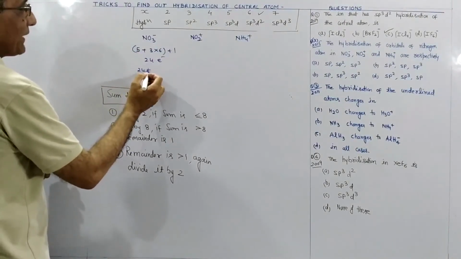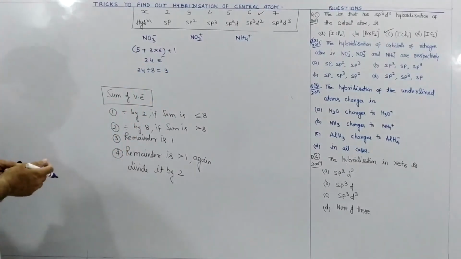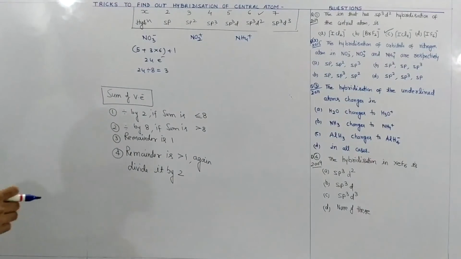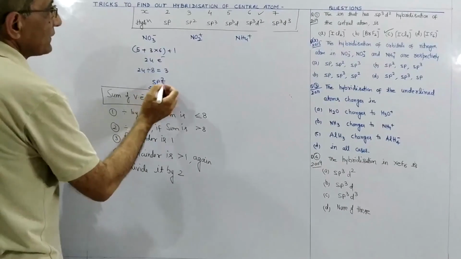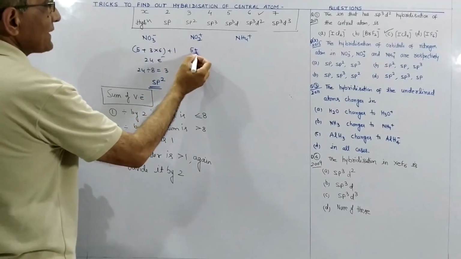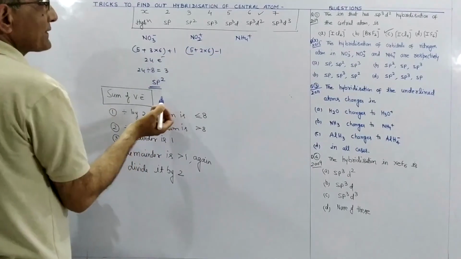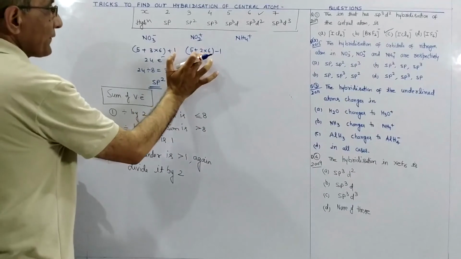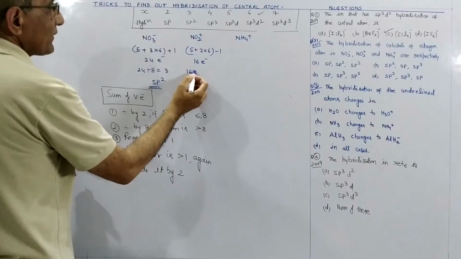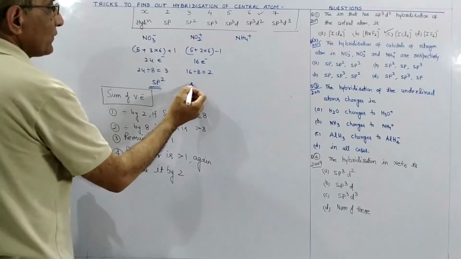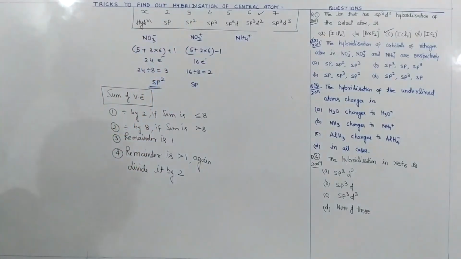24 you need to divide by 8. You will get 3, students. So hybridization in this will be sp2. If it is 3, then it will be sp2 hybridization. Here students, nitrogen 5 valence electrons, 2 oxygen, 2 into 6. Positive charge means you have to subtract 1. So it will be 12 plus 5, 17 minus 1, 16 electrons. 16 you have to divide by 8. You will get 2. It means hybridization will be sp in this case.